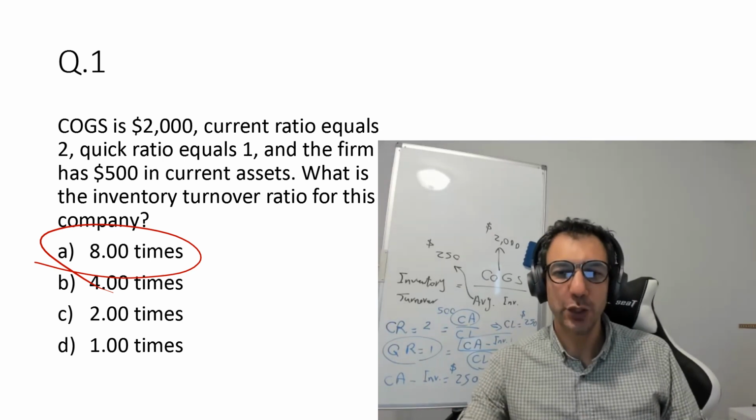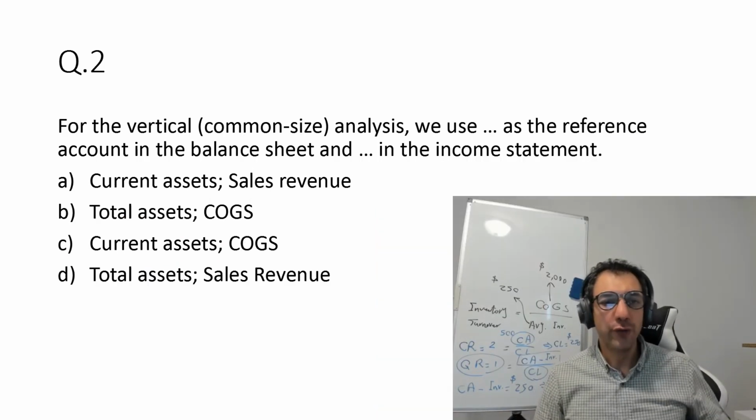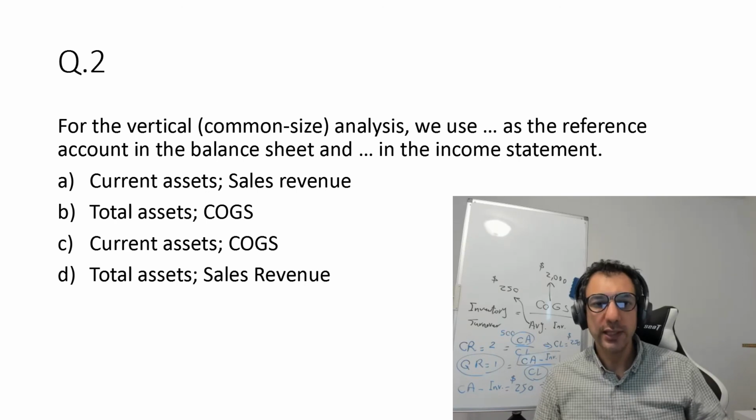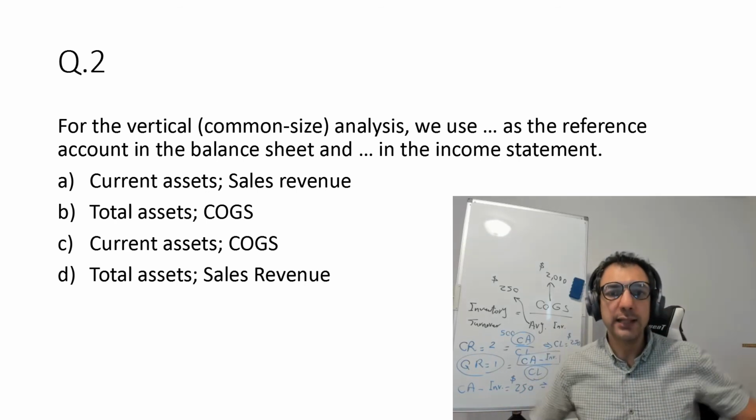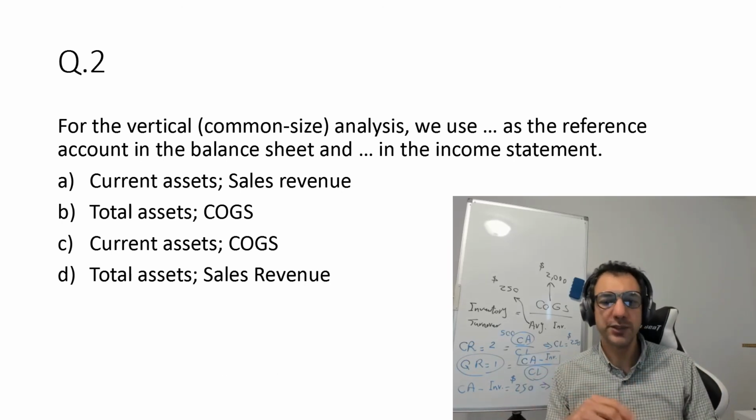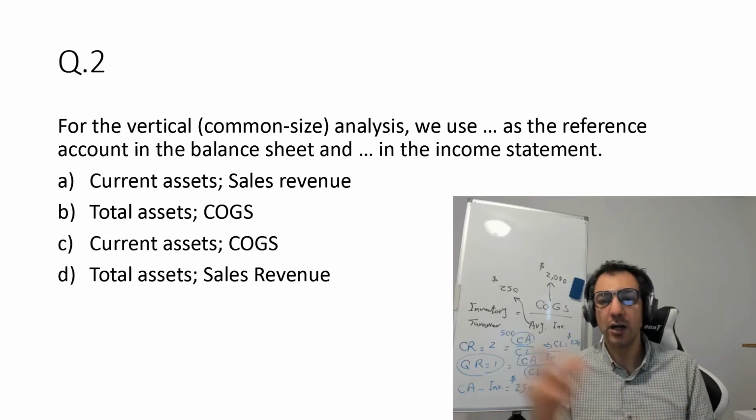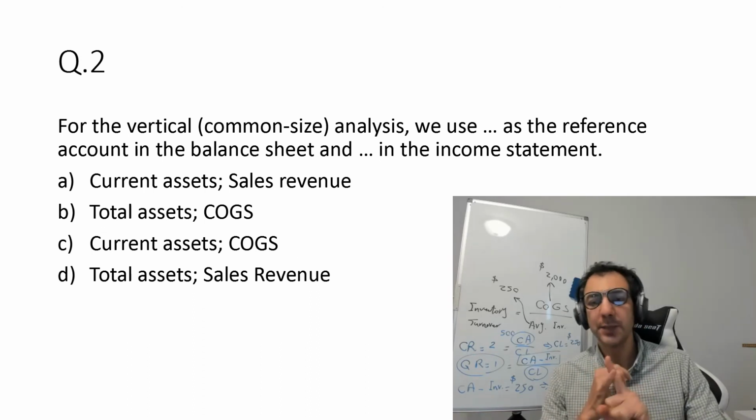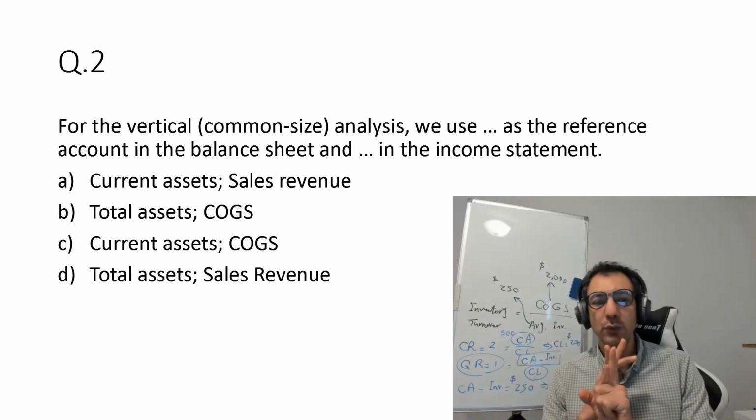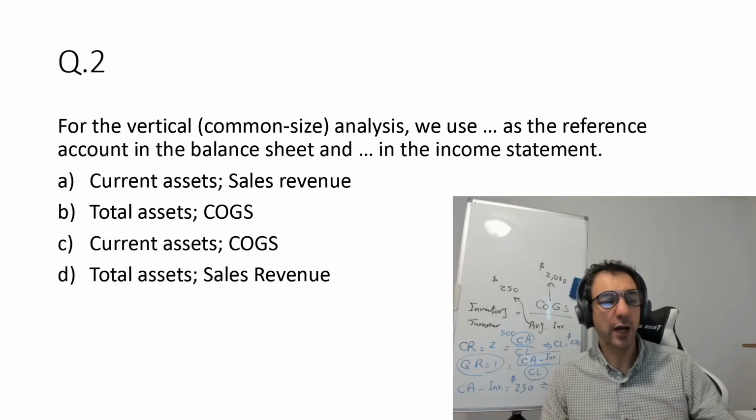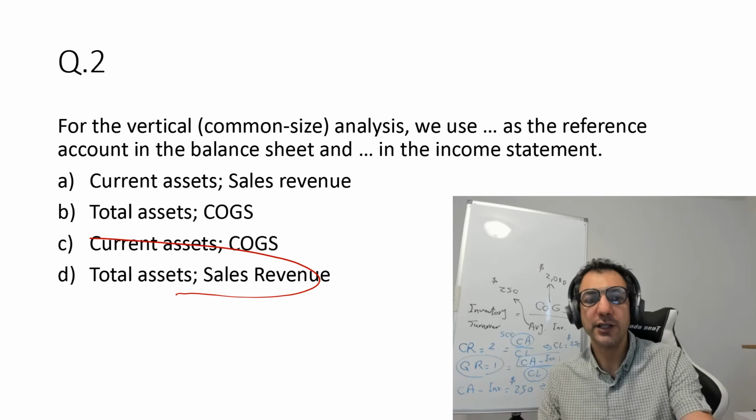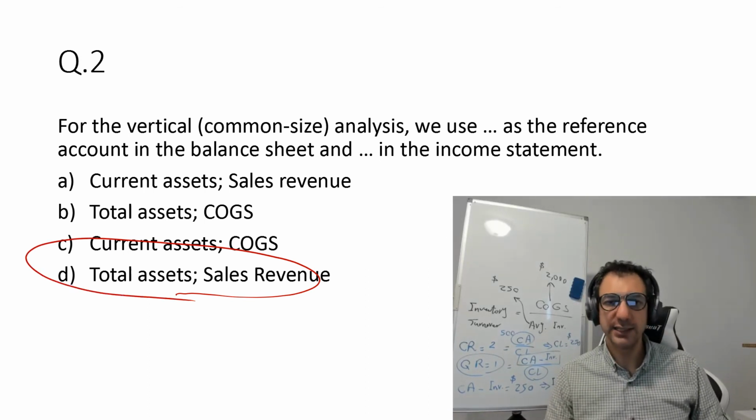Now let's look at the second question. For the vertical or common size analysis, we use reference accounts in the balance sheet and in the income statement. I mentioned that in the vertical or common size analysis, we have a reference account or major account you are using to express other accounts based on that major account. So in the income statement, we use sales revenue, and in the balance sheet, we use total assets. If you look at the options, you will see D provides that answer. Total assets is used in the balance sheet, and sales revenue is used in the income statement.